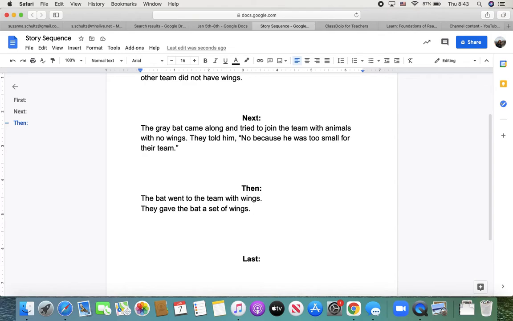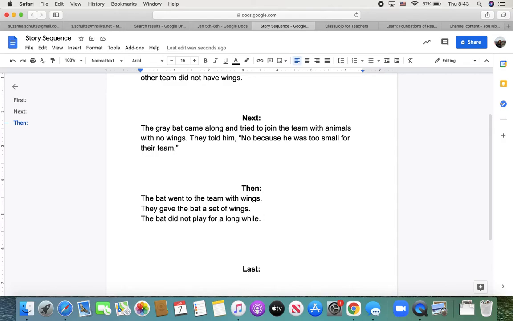But then once the game started, did the bat immediately play in the game? No, he was sitting on the sidelines, so he didn't play for a long while. But until it was towards the end of the game, he decided to go in and join the team with wings. And then what happened?